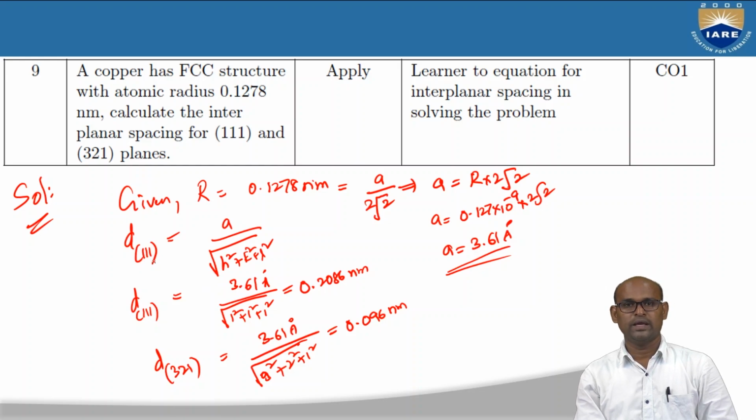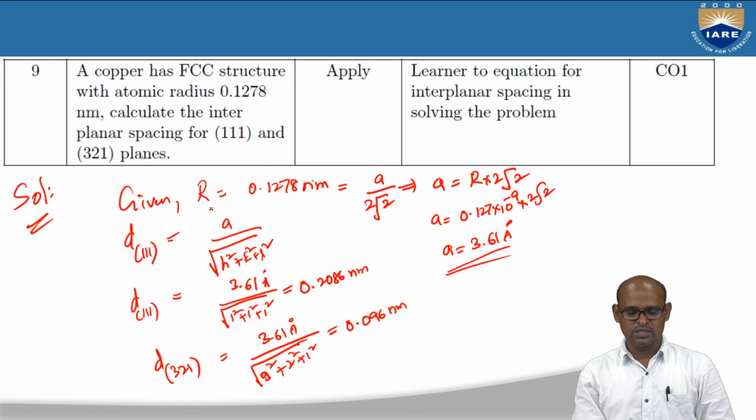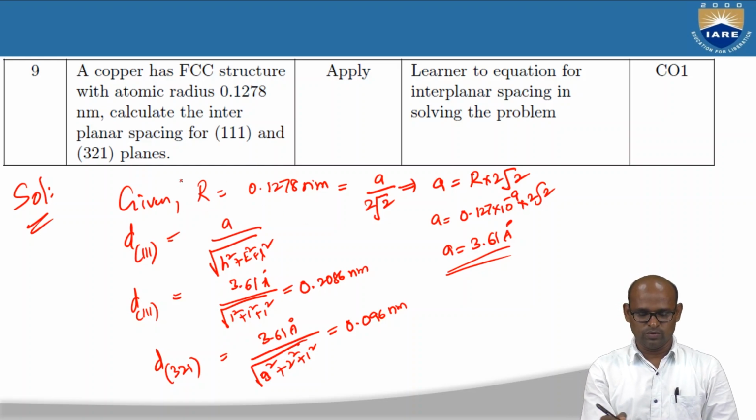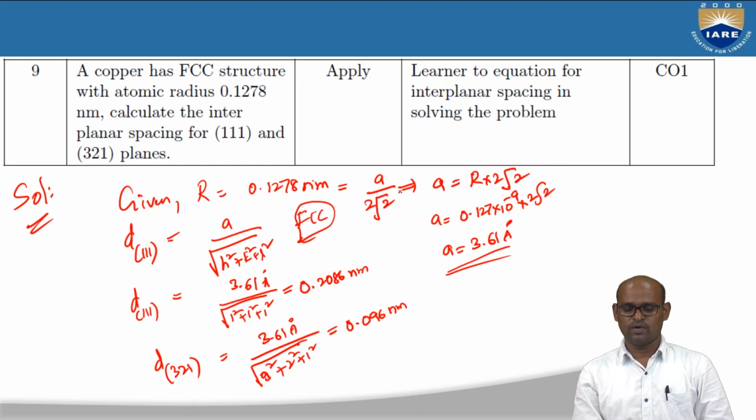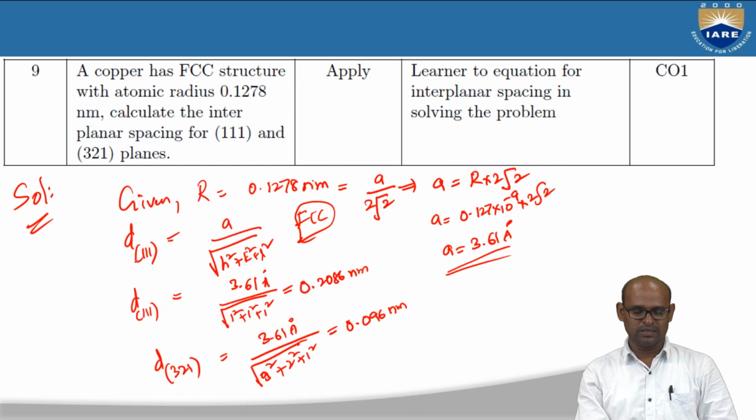So D111 planes and 321 planes. And we have used this radius formula for FCC, right? Because for FCC structure, the radius formula is R equal to A by 2 square root 2, so we need to know A. So A will be R into 2 square root 2. Substituting the value of R, we'll get A, and then substituting the value of A in this interplanar spacing formula, we calculate the distance between the parallel planes.